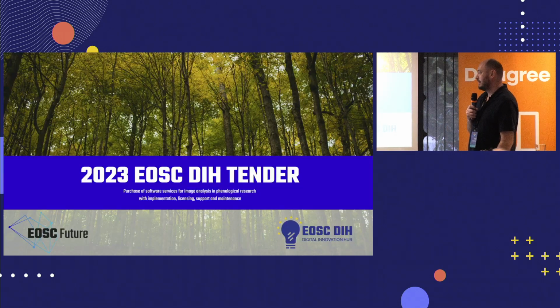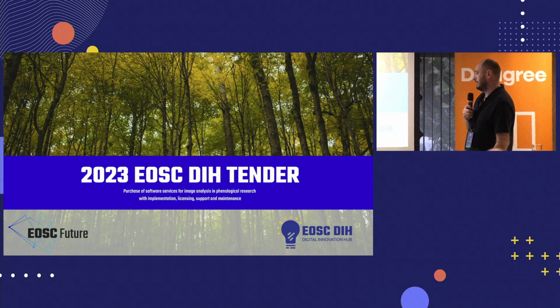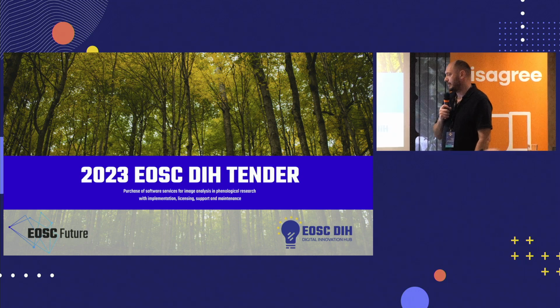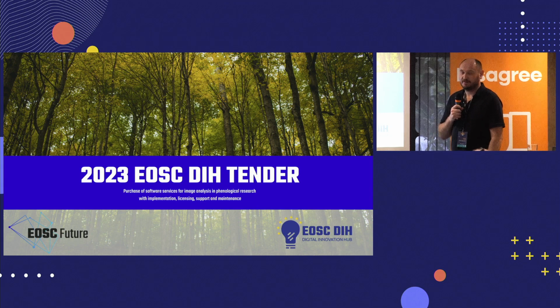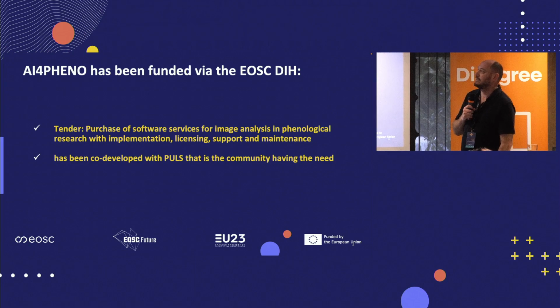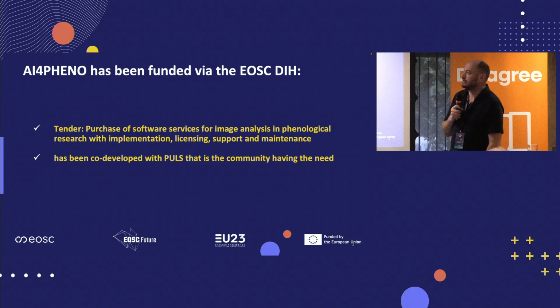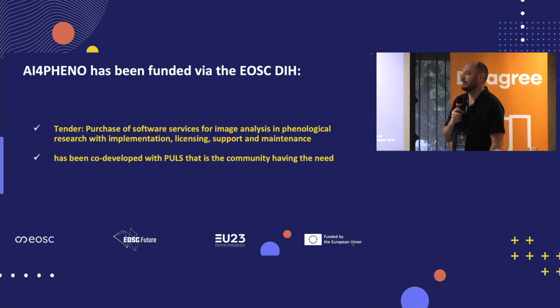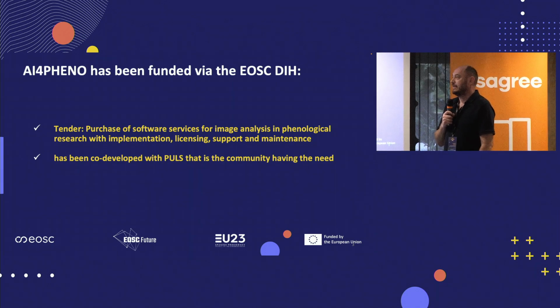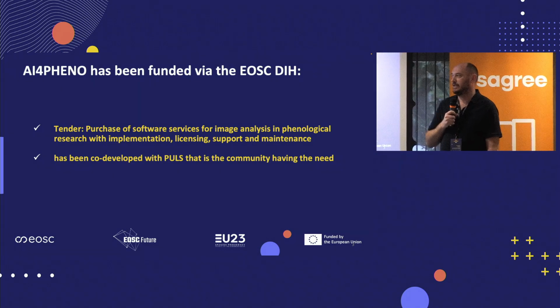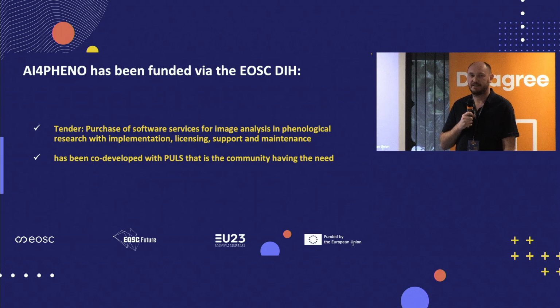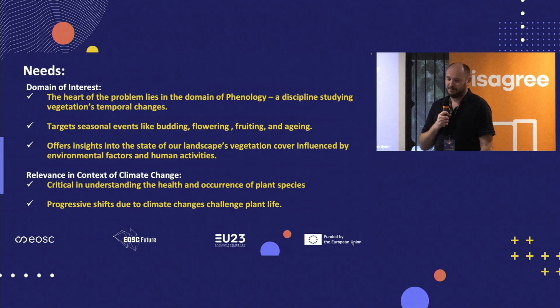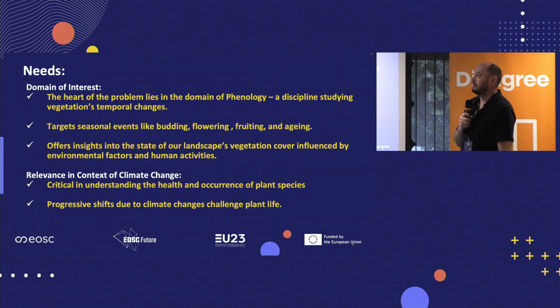Okay, so this project was funded by the Digital Innovation Hub, DIH. This was a tender, and exactly the tender was titled the purchase of software services for image analysis in phenological research with implementation, licensing, support, and maintenance. As I mentioned, it has been developed with Poznań University of Life Sciences to meet their needs exactly. And the community. So what are the needs?